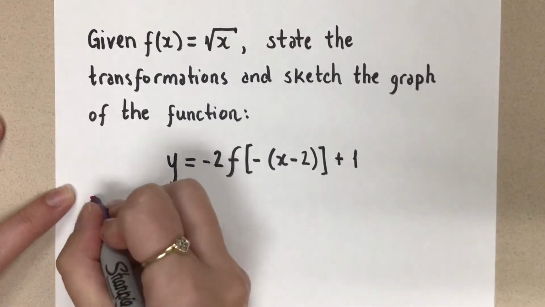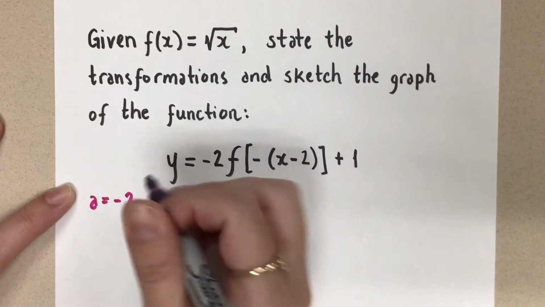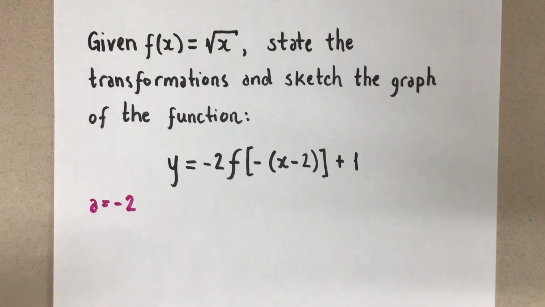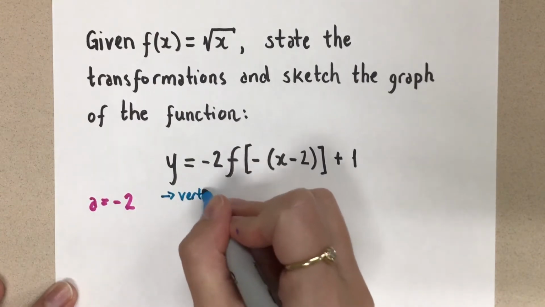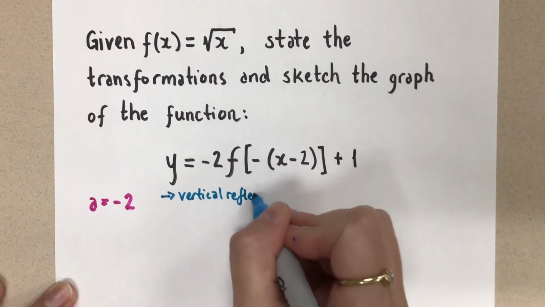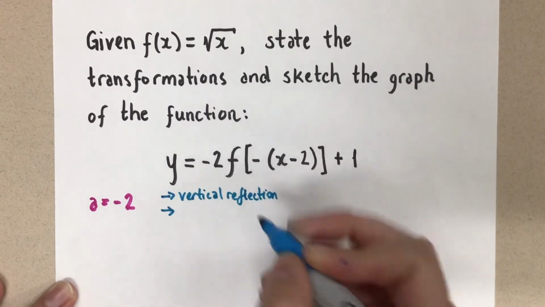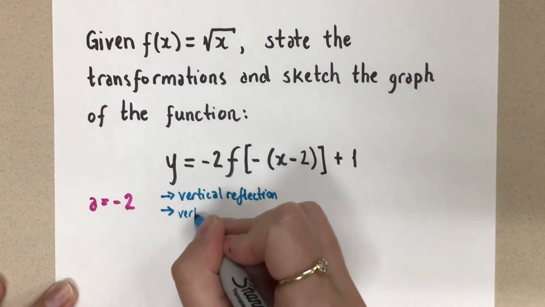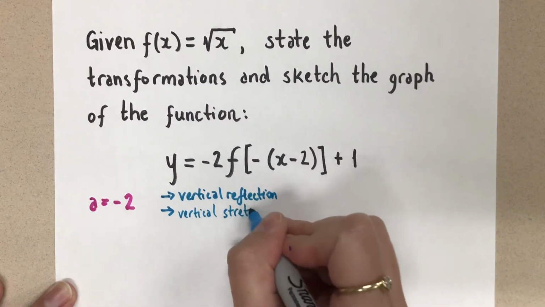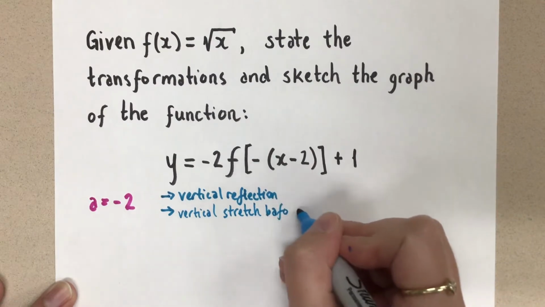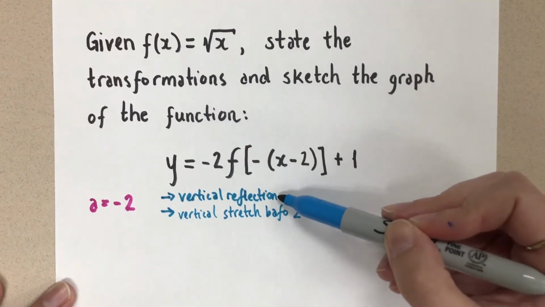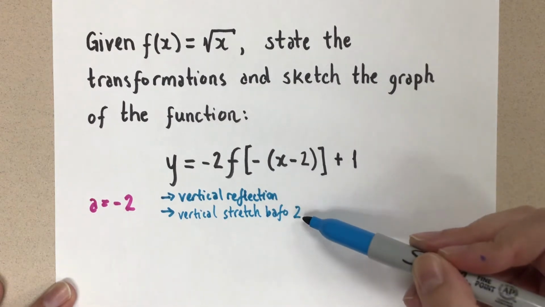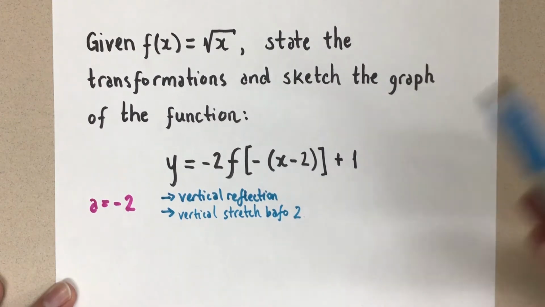I have here an a value that is -2. And an a value of -2 gives us actually two transformations on the graph. The negative for the a value tells us that we have a vertical reflection. And the 2 for the a value tells us that we have a vertical stretch by a factor of 2. So this means the y values will change sign so that it can reflect, and the y values will all be multiplied by 2 so that it stretches.